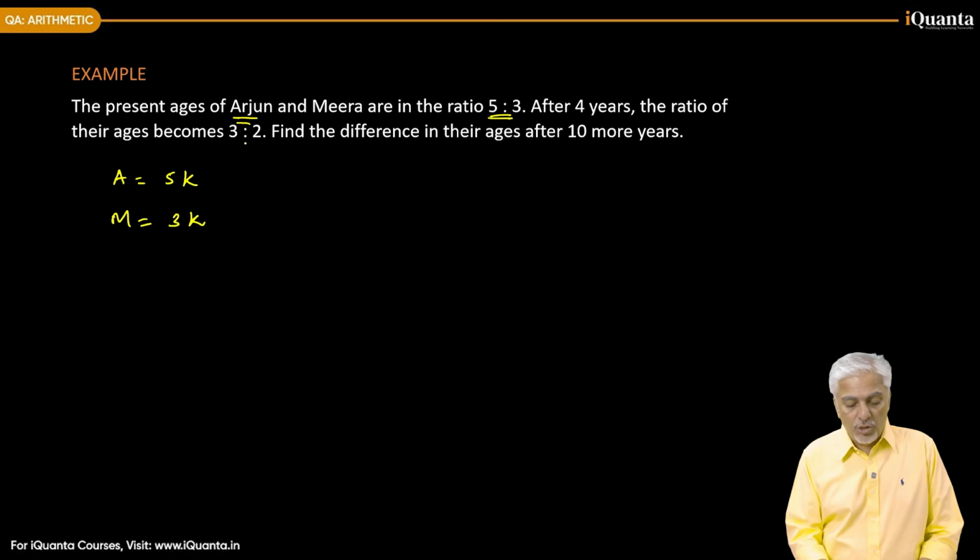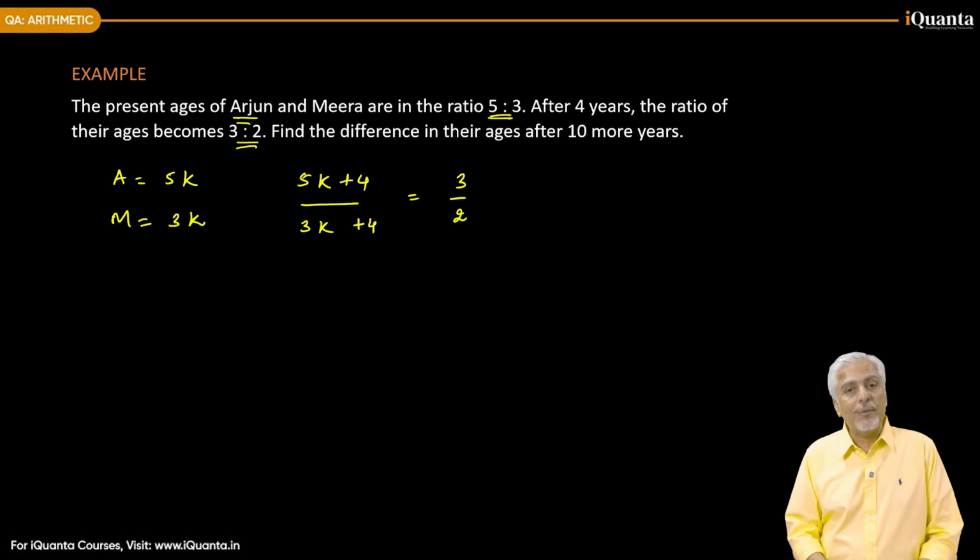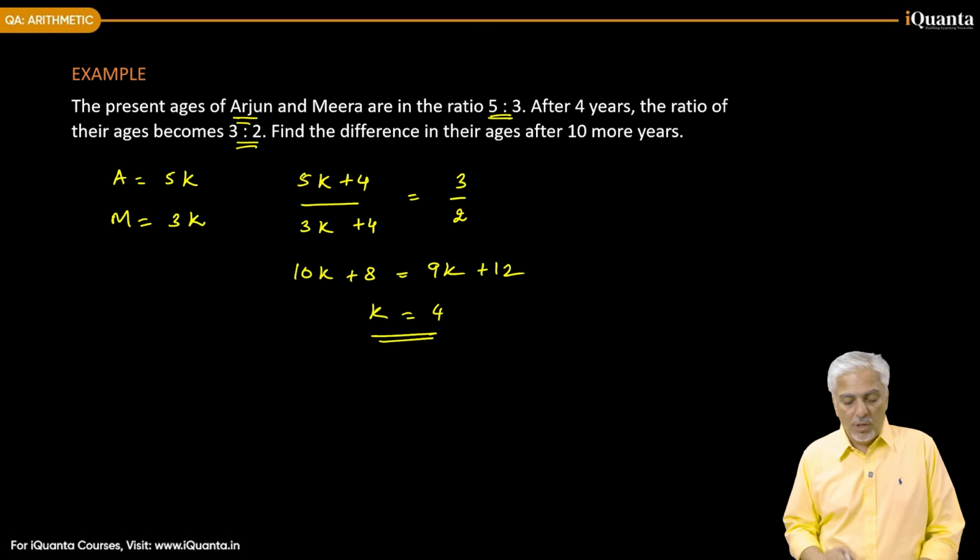After 4 years, the ratio becomes 3 is to 2. So after 4 years, that means both of them will increase by 4. That means Arjun will become 5k plus 4, Meera will become 3k plus 4. And this ratio becomes 3 is to 2. Cross multiply, solve it out. Let's see what we get. We will get 10k plus 8 is equal to 9k plus 12. Bring k on one side, so this will become only k is equal to 4. We've got k is equal to 4.